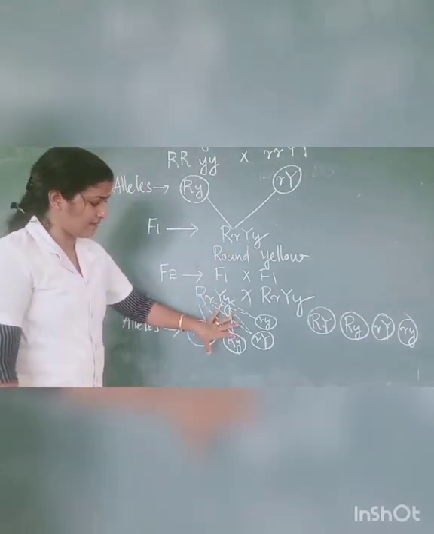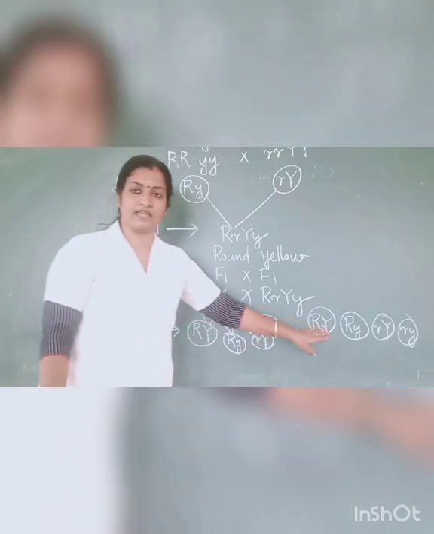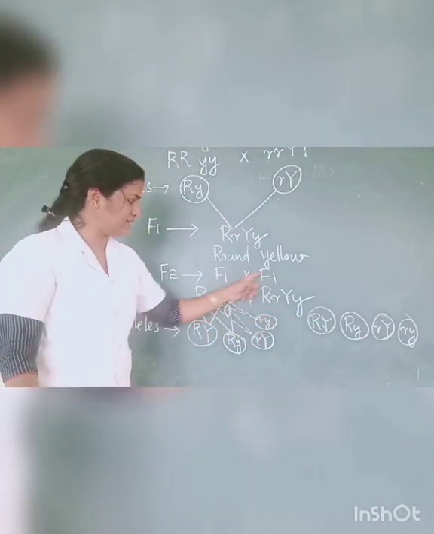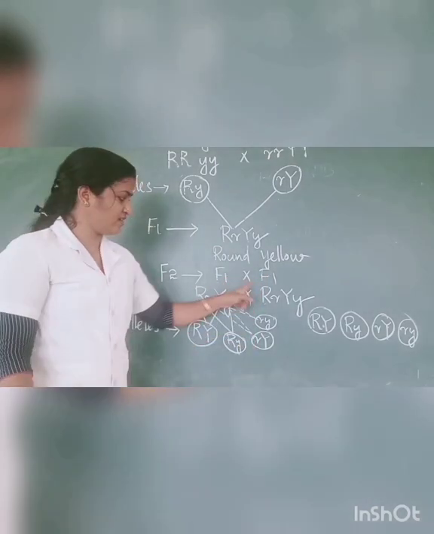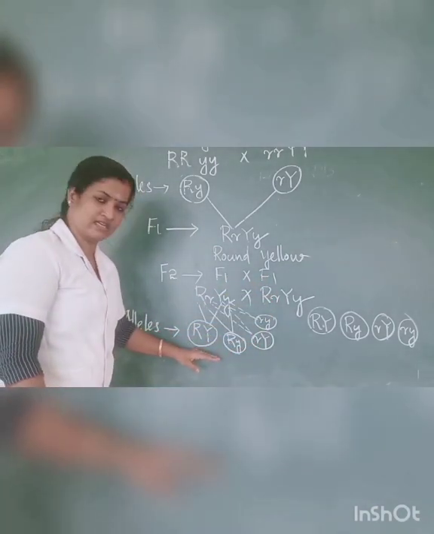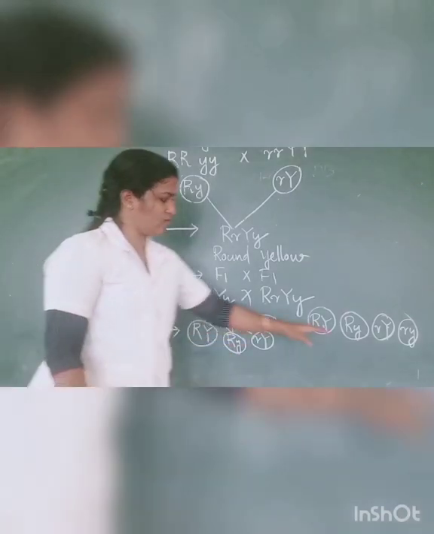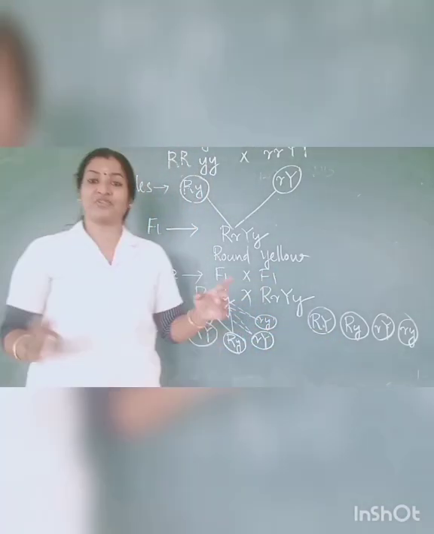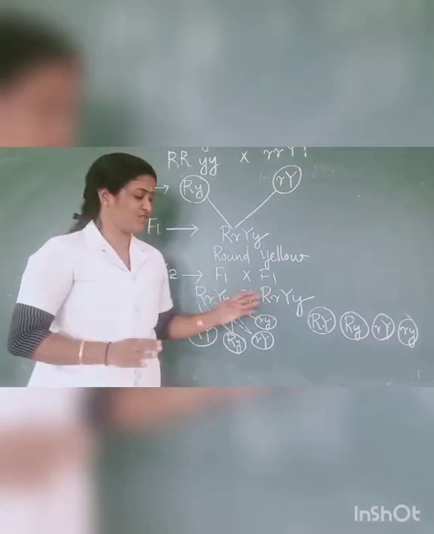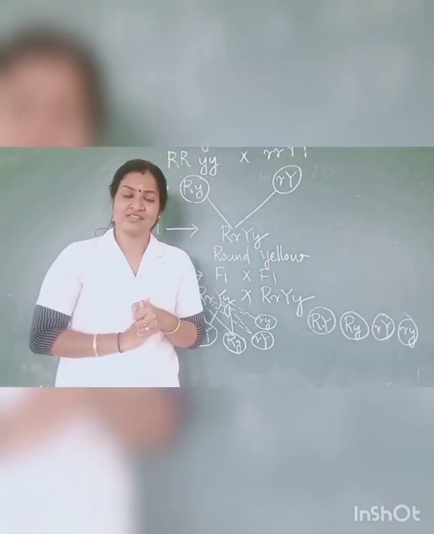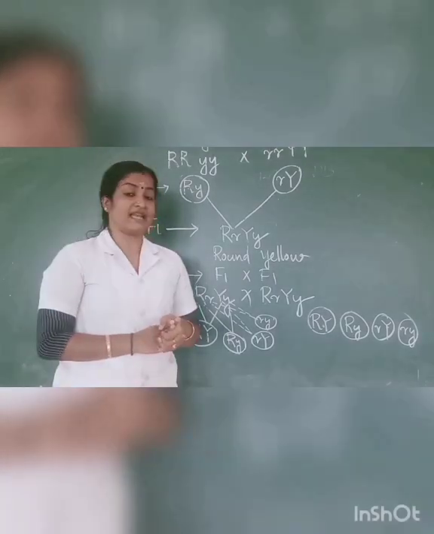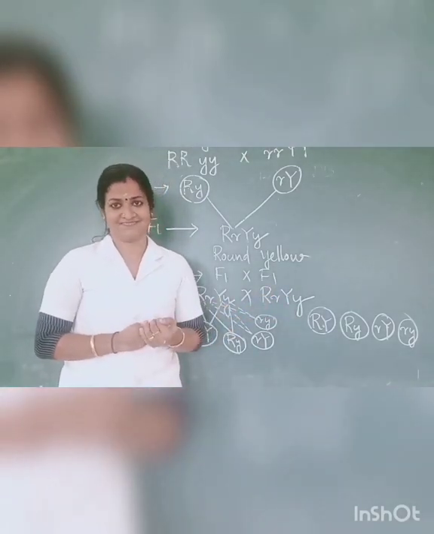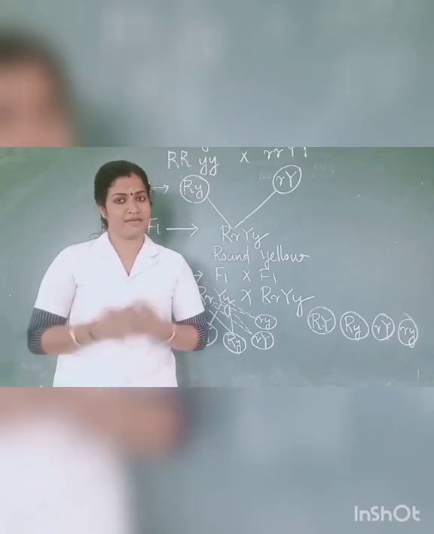The same type of alleles will be produced from the second parent also, because we did self-pollination, F1 crossed with F1. So here also the four alleles, and here also the same four alleles will be there. Then we have to cross these four alleles together. How can we cross? We can use a Punnett square for this purpose, because the number of alleles is more when we compare to the monohybrid cross.